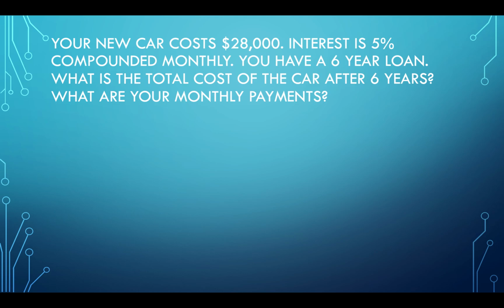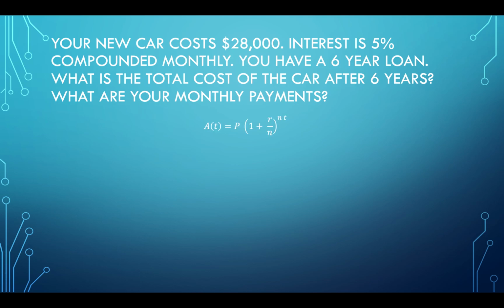Practical applications. Your new car costs $28,000. Interest is 5% and it's compounded monthly. Anytime you're going to be paying a bill, like most of the time, car payments or a credit card payment, if you don't pay the credit card off in full every month, you're going to be charged interest, and that's going to build up over time. Car payments are a prime example of interest that's compounded monthly. Car loans are usually at least 5 or 6 years, so you're going to have a 6-year loan. What is the total cost of the car after 6 years? And then I want to know, what are your monthly payments?